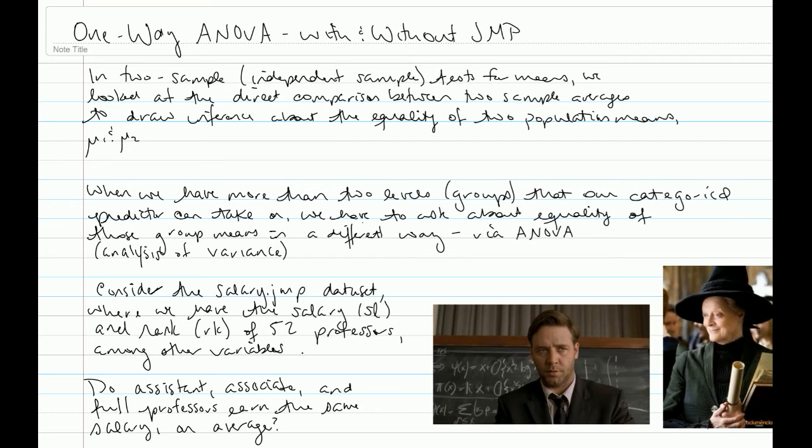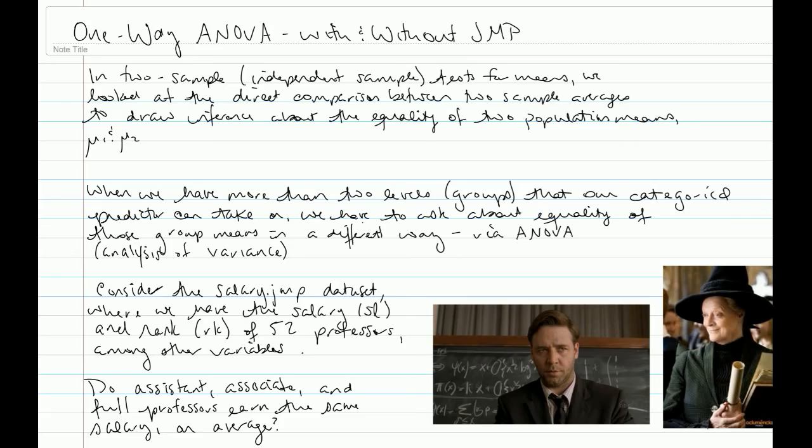So consider the salary.jmp dataset, which is on the course website, and in that dataset we have the salary, the variable SL, and rank RK of 52 professors among other variables. And the question we want to answer is, do assistant, associate, and full professors earn the same salary on average?